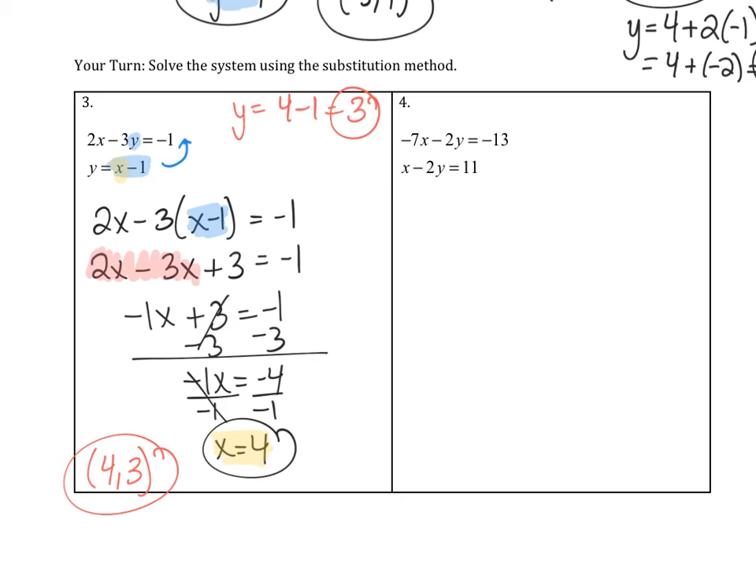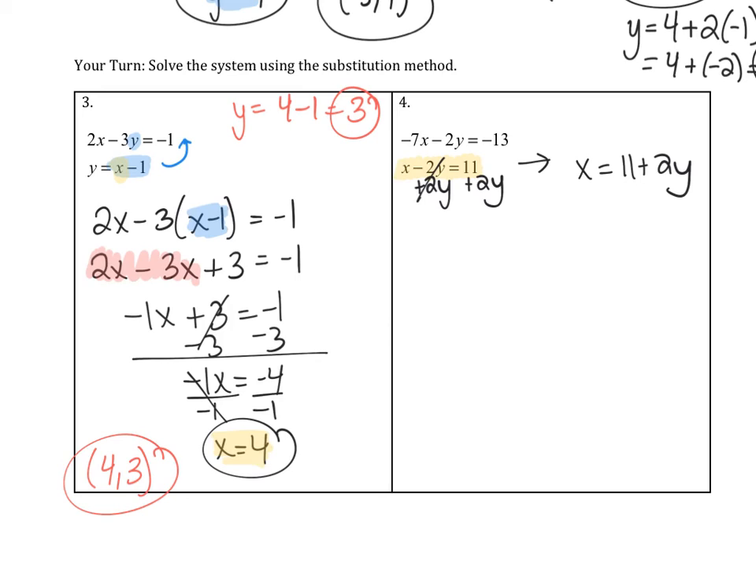Okay. Number 4, you're going to need a little bit of room because we have to solve for one of the variables first. And if you look at both of the equations, the one that's easier to solve for one of the variables would definitely be this second equation right here because the x is almost by itself. There's just one thing you have to do, and that's get rid of the 2y. So to get rid of the 2y, or move it to the other side, I'm going to add it. And then I get an equation of x equals 11 plus 2y.